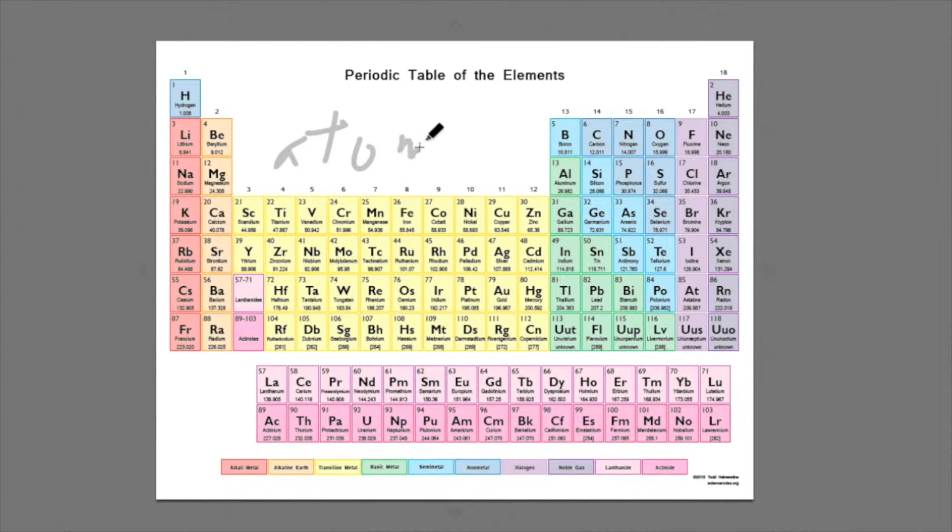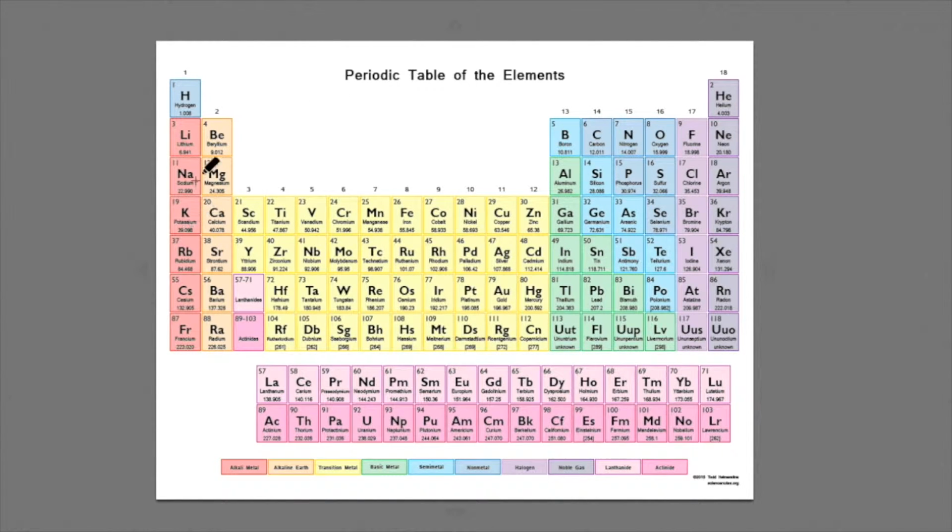Gaining a valence electron on a neutrally charged atom makes the atom negatively charged because the electrons are negative. Losing an electron on a neutrally charged atom makes the atom positively charged. Negatively charged ions are anions, and positively charged ions are cations.